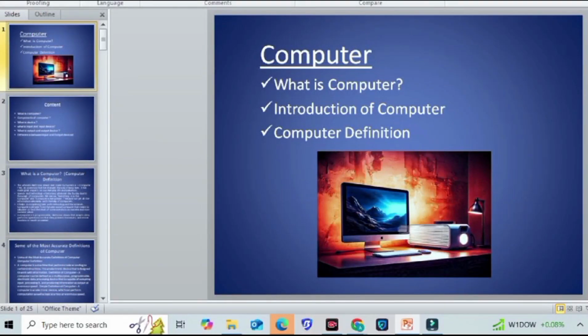Hello, friends. Today we are going to give you a detailed introduction of computers. There are people who still do not know much about computers. They still wonder what a computer is, how it works, what the parts of a computer are, who invented the computer, and the list goes on. So let's get started. Today we cover all these topics in this video.